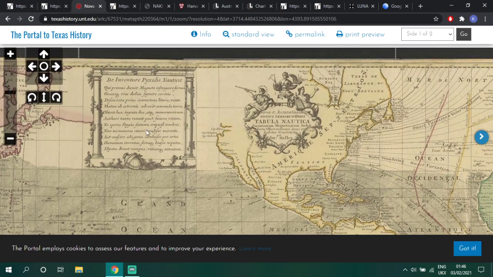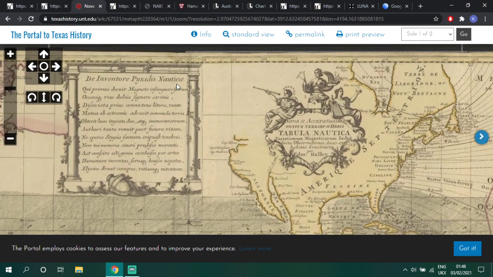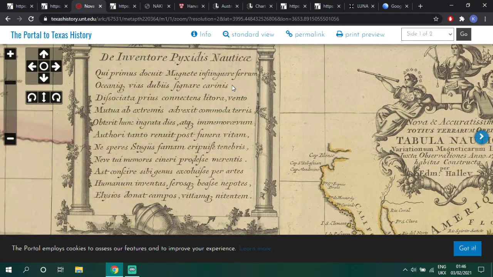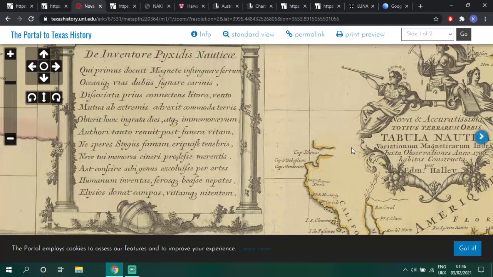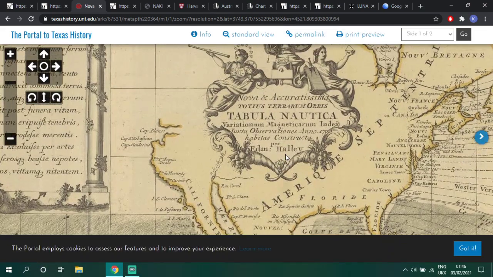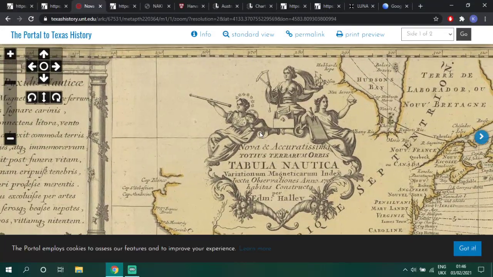What's this say? Inventor Pixidis Nautis. Some of you might be able to read that. Unfortunately, I can't. I have to take a guess. I'm not going to do that really. So yeah, there's the people that made this map.